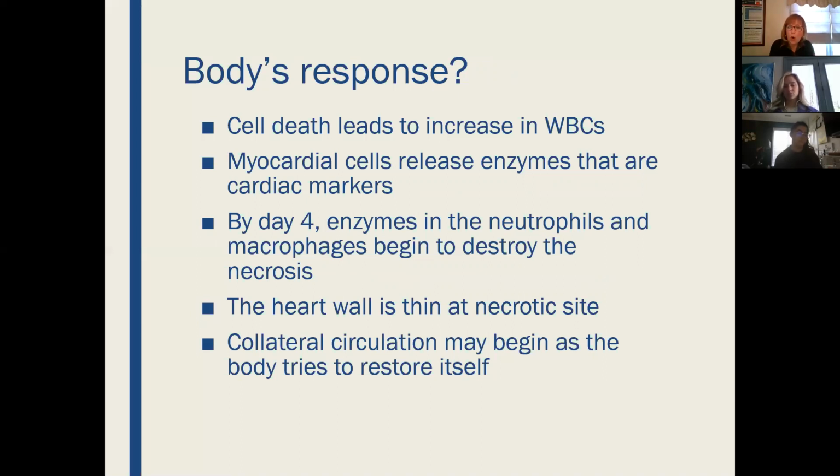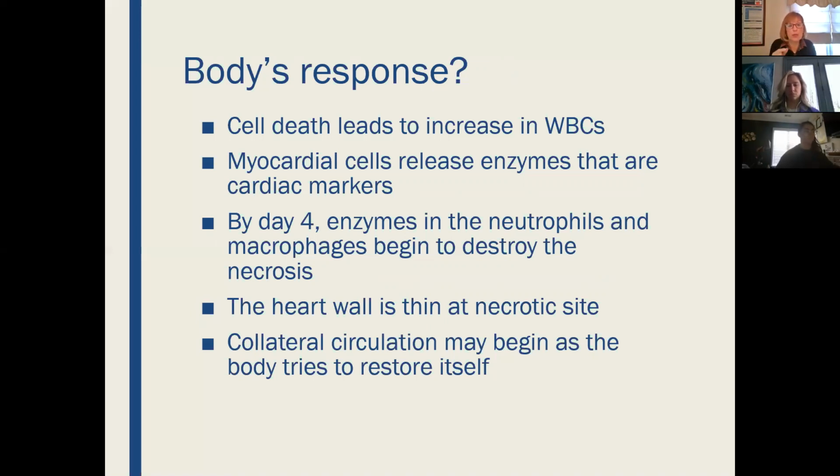And by day 4, they estimate, neutrophils and macrophages start going to that necrosis to say, get it out of here. People don't do well with necrosis in the body. And so these neutrophils and these macrophages go out and they start eating up the dead tissue. So your heart wall starts getting thin at the site of necrosis.